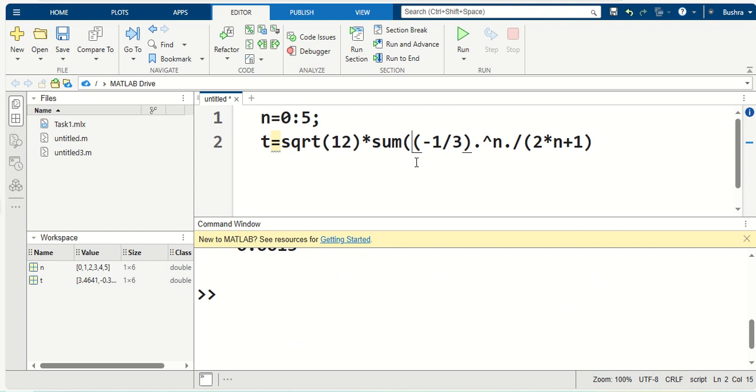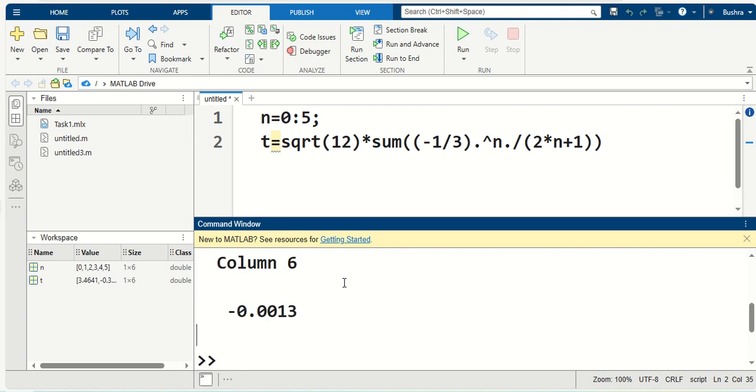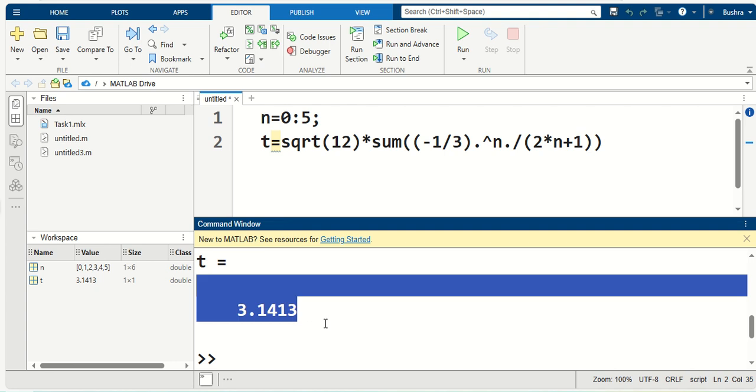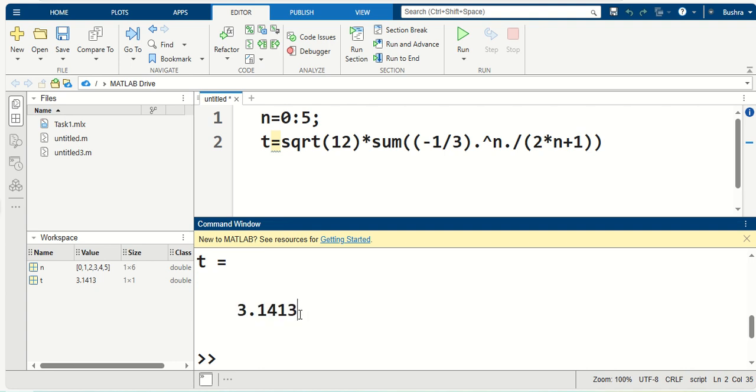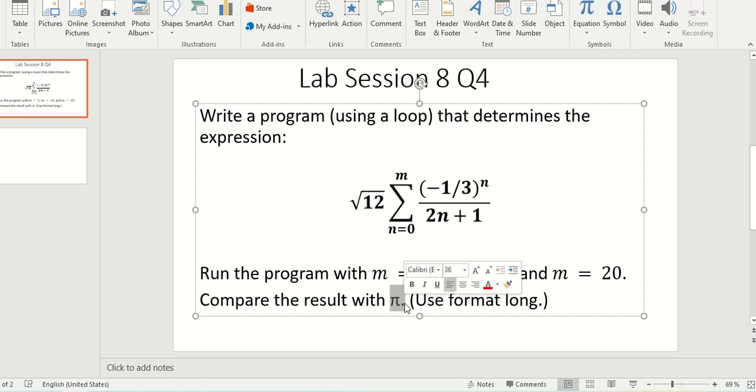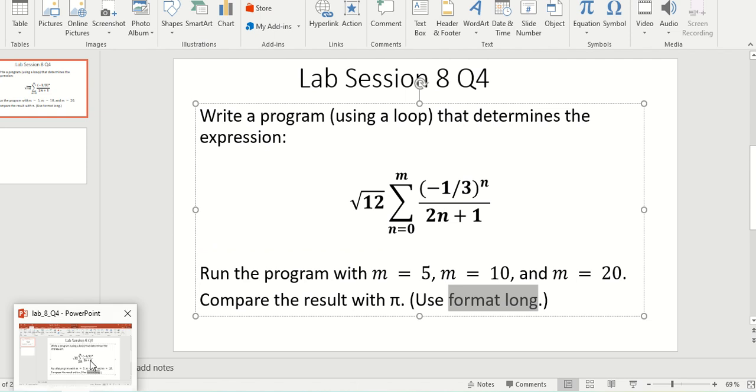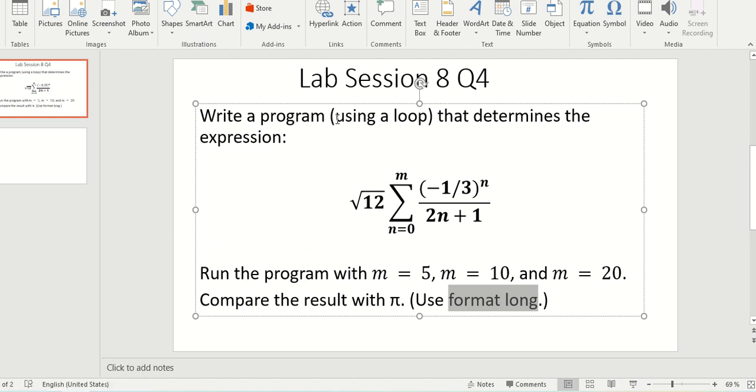Sorry, sum of, here we go. So here we go. I'm going to get a single result of t, which is 3.1413, right? And if you compare it with the value of pi, you can notice that it's almost the same, right? If you use format long, you'll see that most of the decimal digits are matching. Anyway, but the question says that you are not to use period-wise or element-wise operations. You are to use the looping technique.